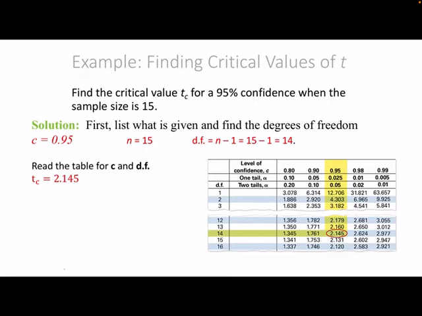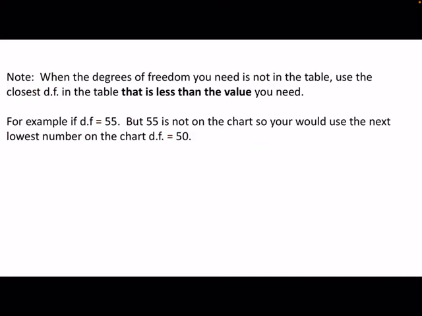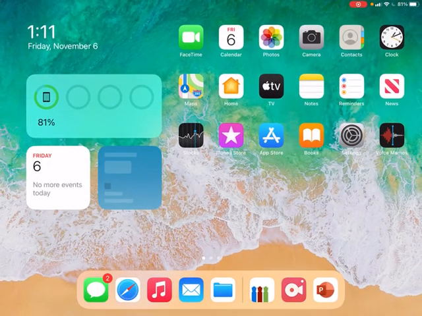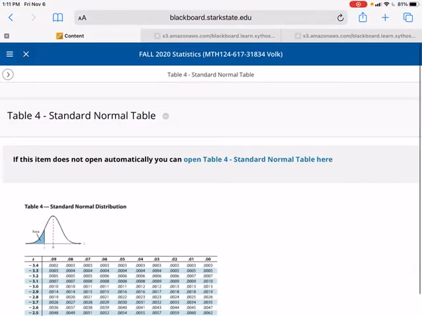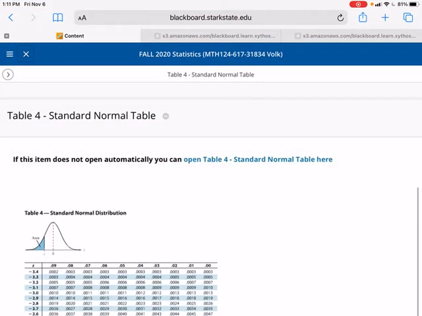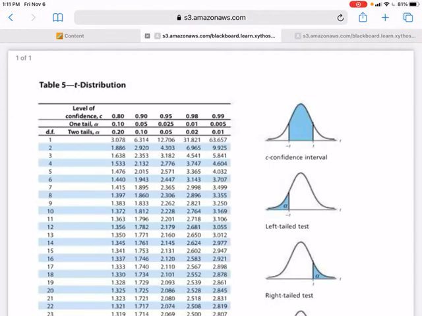So that's how you use the table, and that's just a little piece of what we're going to be doing. I do want to make an important point about the table. If the degrees of freedom you need is not on the table, then use the closest degrees of freedom that is less than the value you need. So, for example, if your degrees of freedom is 55, 55 is not on the chart. Let me show you. Let's keep using c equals 0.95. This is the table right here, what it looks like.